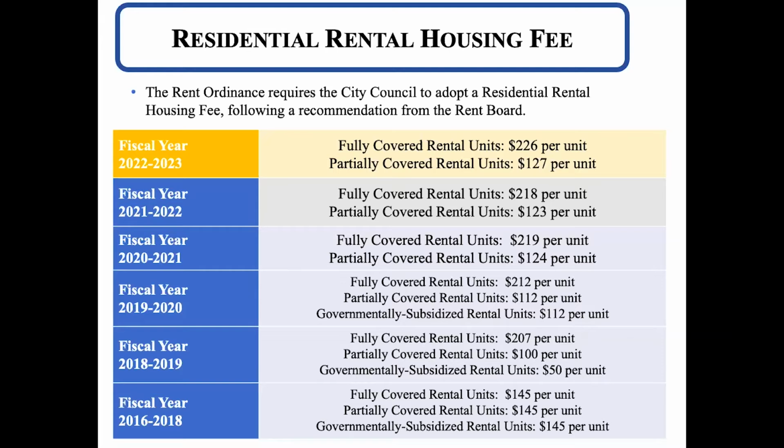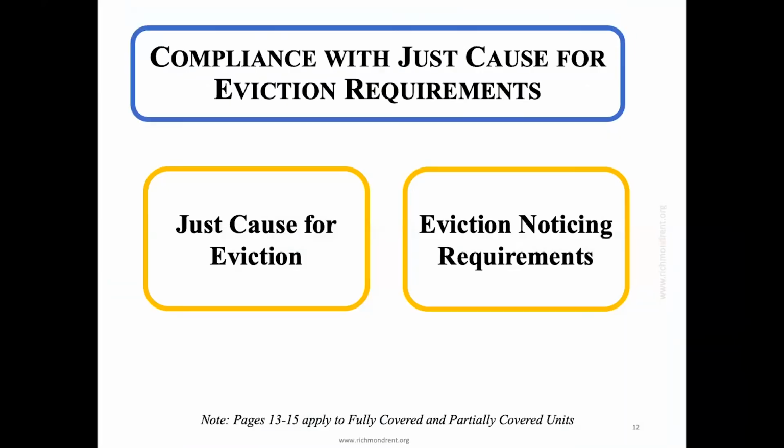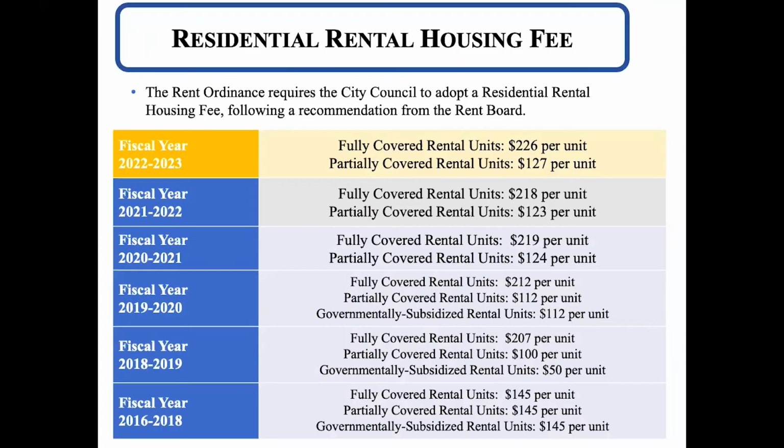For fully covered rental units, it's $226 per unit per year. So that's for the entire year, $226. And for partially covered units like single family homes, condominiums, and new construction units, it's only $127 per unit for the year.